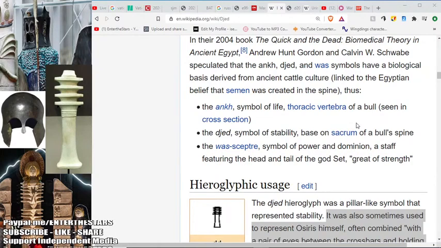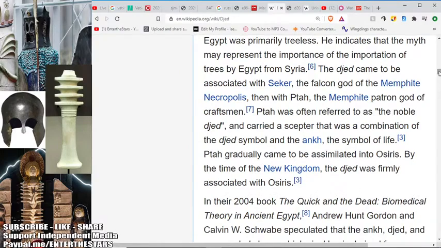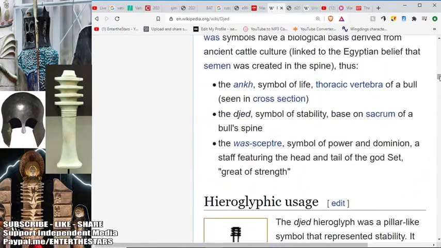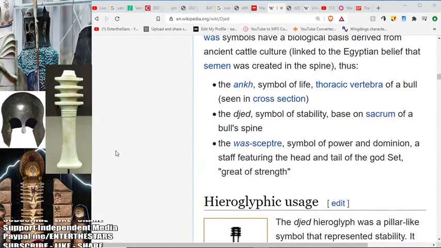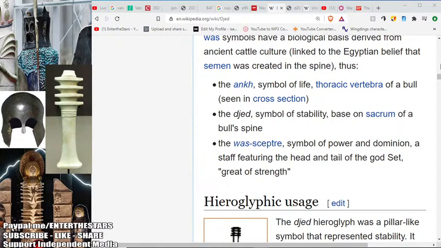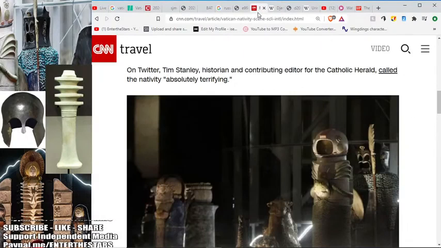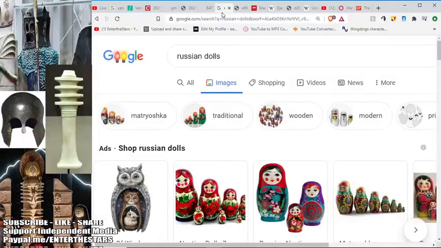Now, why is this important? Well, you're going to see in just a minute, because the nativity scene seems to mimic some aspects of the DJED. And of course, the DJED also is representative of the obelisk. And of course, these nativity scenes have the obelisk in the background. They're set right in front of the obelisk, as a matter of fact.